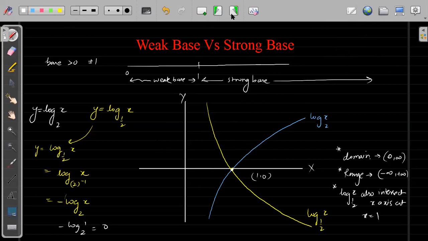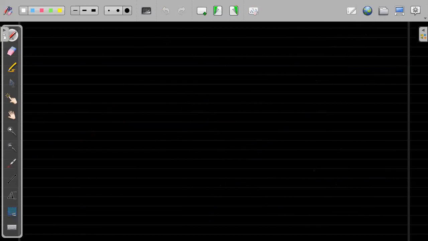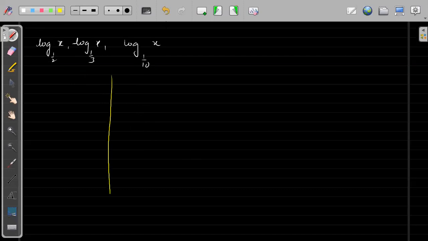So if you are able to understand this part, then let's see. Now I want you to draw on the same graph the graph of log base 1 by 2 of x, log base 1 by 3 of x, and log base 1 by 10 of x, okay? Draw the graph of these three on the same x and y axis and tell me.